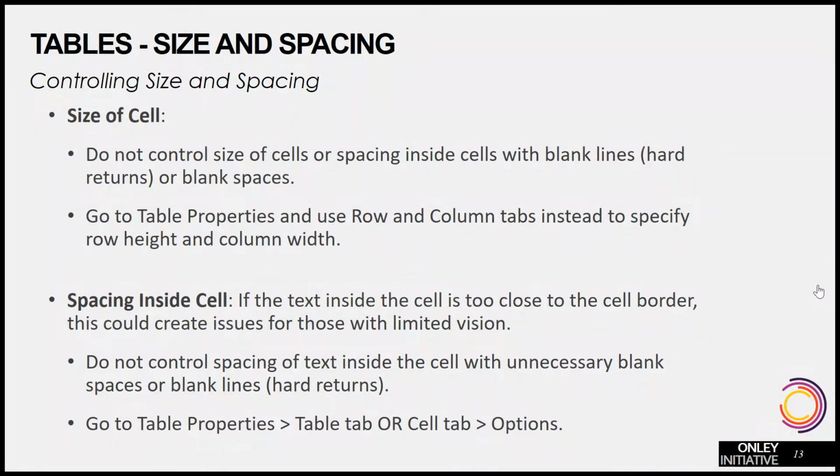If you need to control the margins inside any particular cell, put your cursor in that cell and right-click to go to Table Properties, the Table tab, and Options. In the Cell Options dialog box, under Cell Margins, uncheck the box for Same as the Whole Table and adjust the left and right margins accordingly.